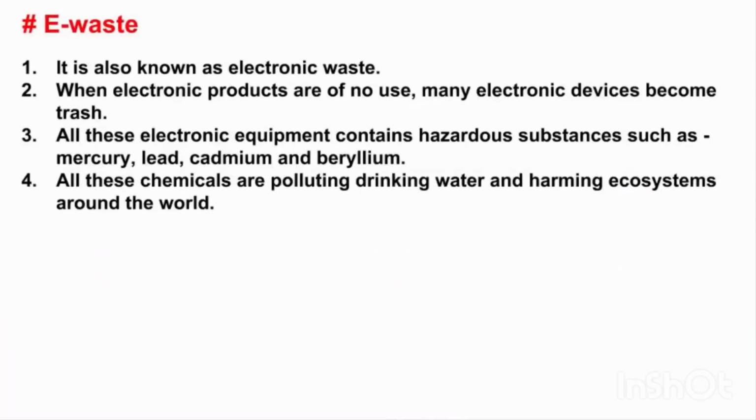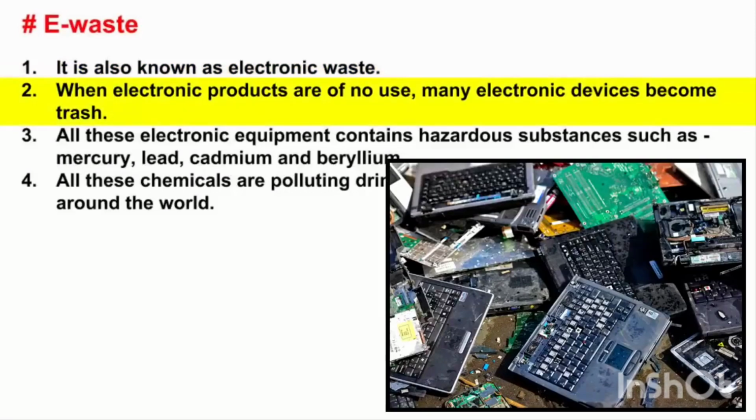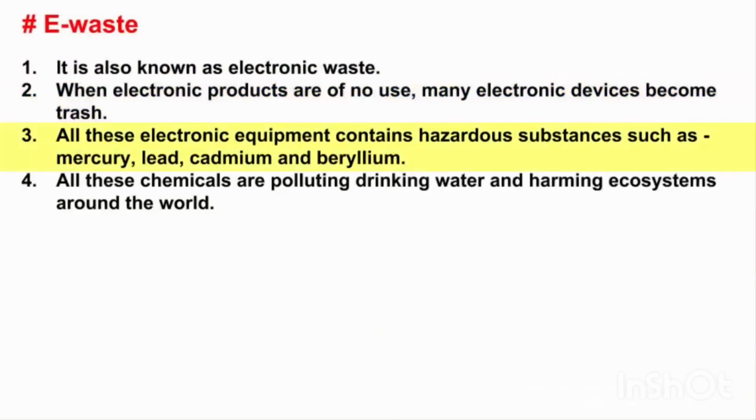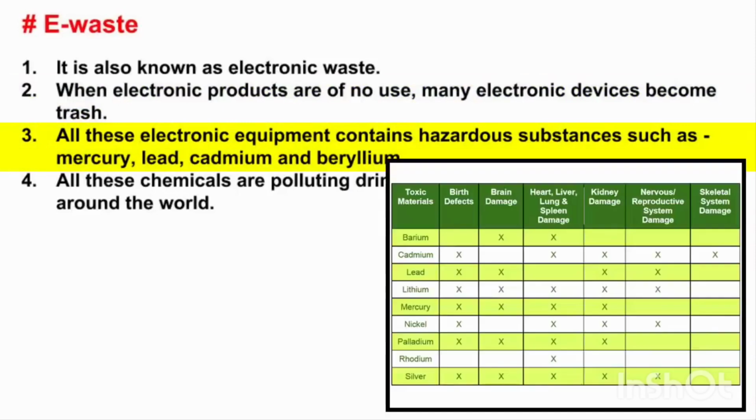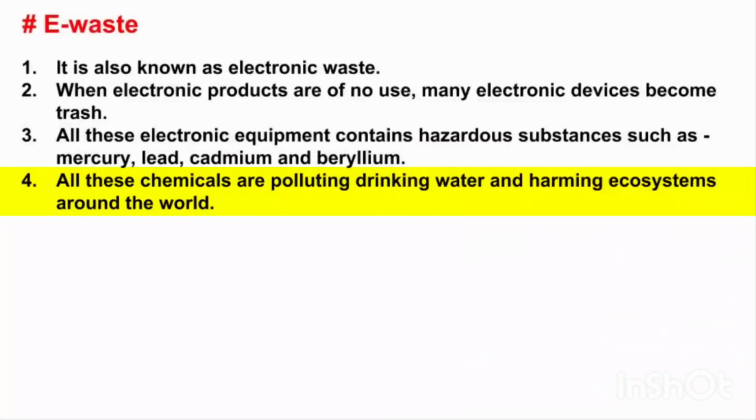The last and the sixth form of pollution is e-waste. It is commonly known as electronic waste. When electronic products are of no use, many electronic devices become trash. All these electronic equipment contain hazardous substances such as mercury, lead, cadmium, and beryllium. All these chemicals are toxic substances. They might be found in small quantity, but when added up in volume, the threat to the environment is significant. They are polluting drinking water and are harming ecosystems around the world.